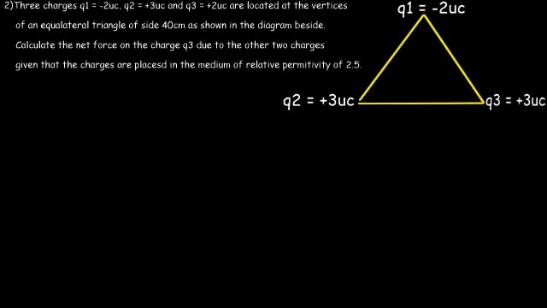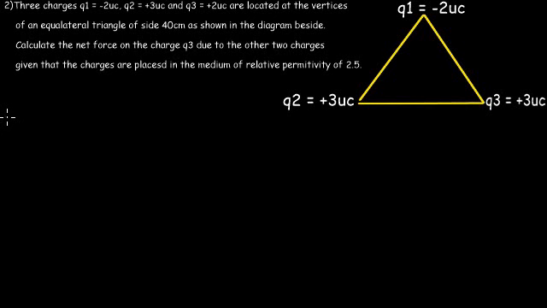Number 2. Three charges Q1 equals negative microcoulombs, Q2 equals positive 3 microcoulombs, and Q3 equals positive 2 microcoulombs are located at the vertices of an equilateral triangle of side 40 cm as shown in the diagram beside. Calculate the net force on charge Q3 due to the other two charges, given that the charges are placed in a medium of relative permittivity of 2.5.